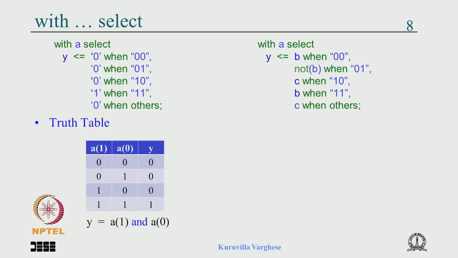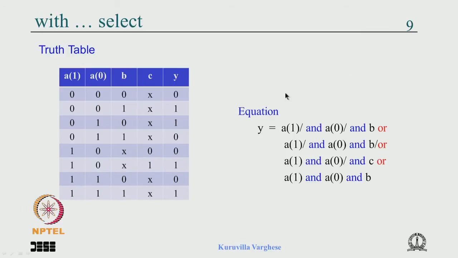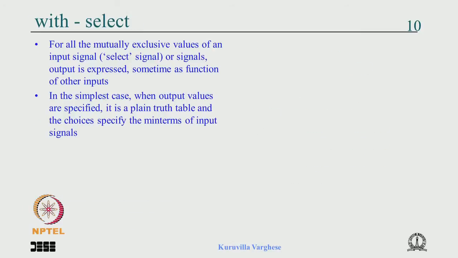And one thing to remember is that whenever there is an event on A, B or C, the simulator computes this. As far as the synthesis tool is concerned, it will look at the description and form the equation, as simple as that.